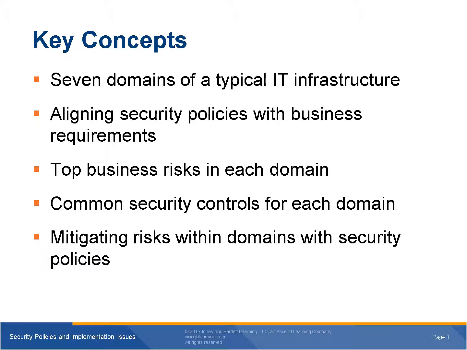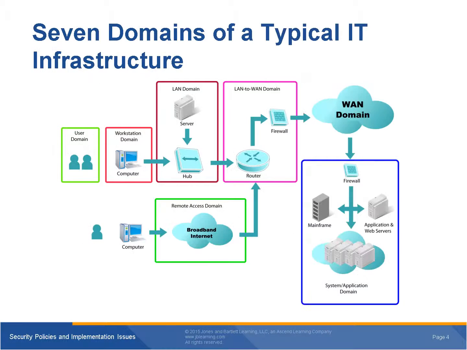The key concepts that we will look at in this chapter are the 7 domains of a typical IT infrastructure, aligning security policies with business requirements, top business risks in each domain, common security controls for each domain, and mitigating risks within domains with security policies.